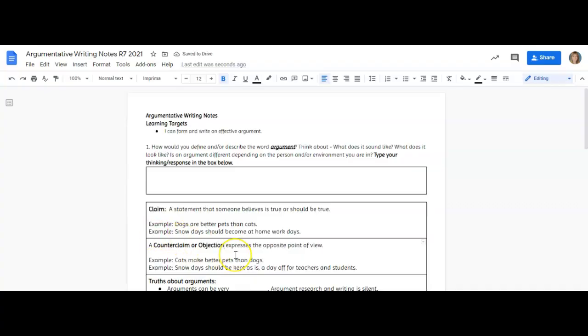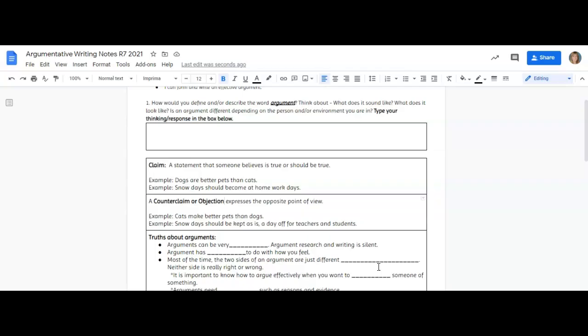This is going to be the opposite point of view. What would somebody else think? Some people might think cats make better pets than dogs. Or snow day should be kept as is, a day off for teacher and students. I guess that's going to change this year for us.